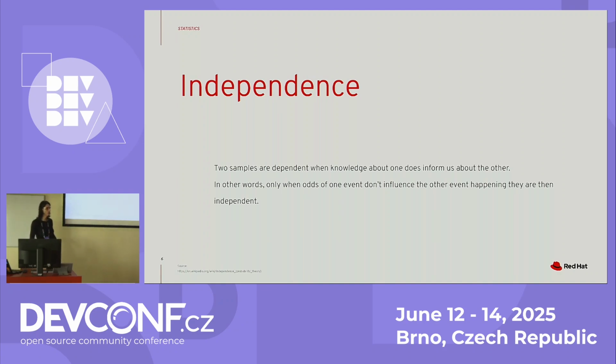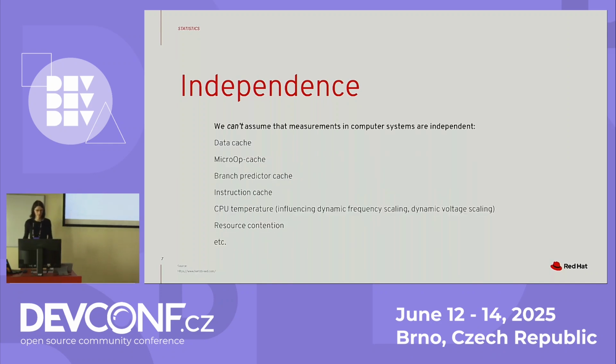So in other words, if one sample doesn't influence the other, then they are independent. Now, unfortunately, we cannot assume that about measurements that we do on a regular PC, on a server, maybe even on some smartphone or a development board, because modern CPUs are very complex.